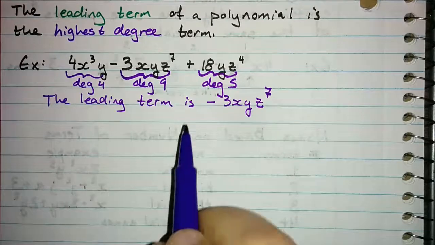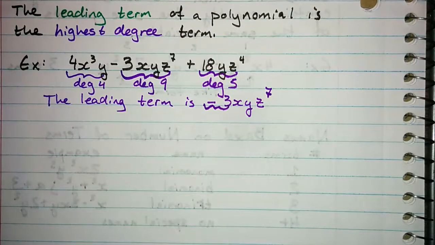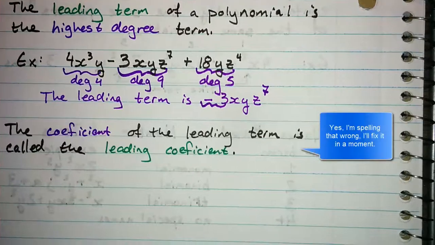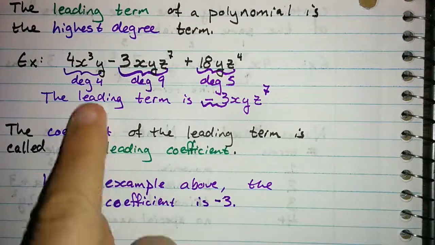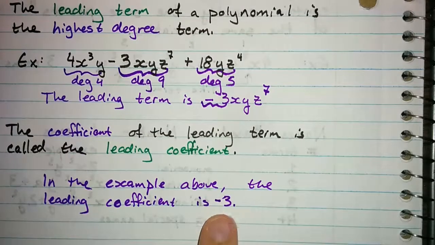And notice that the sign of the coefficient is part of the term. The coefficient of the leading term is called the leading coefficient. In the example above, the leading coefficient is -3. Again, notice that the sign is part of the coefficient.